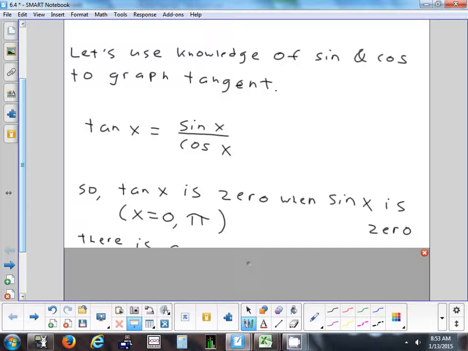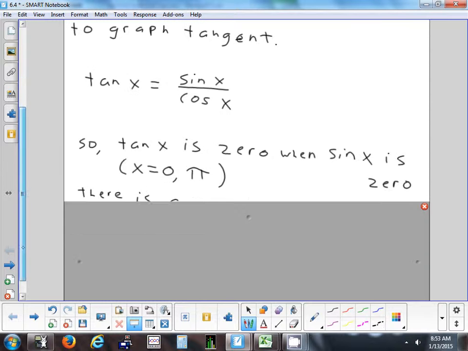So now we know 0, pi, and remember this is periodic, so there's an infinite number of zeros. Sine just keeps crossing the x-axis infinitely many times. We're just going to write down a couple. That'll help us to sketch one small section of tangent, and then if we need to sketch more, we can just copy what we've already done.